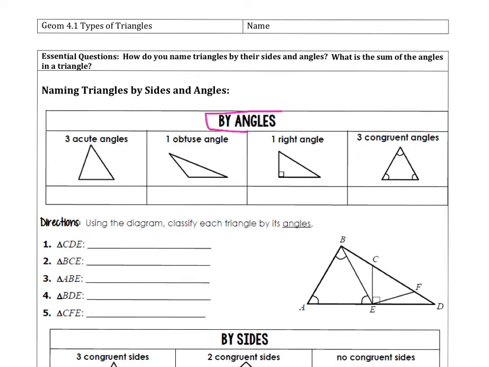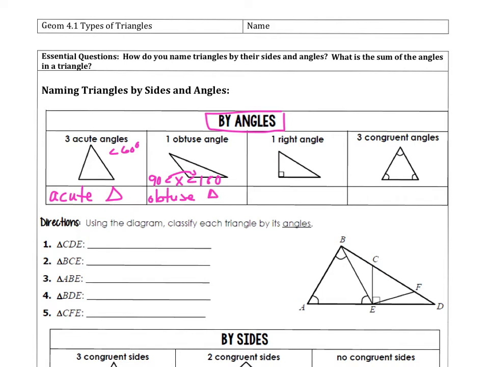So the first one here is naming by angle. When you have three acute angles, all these angles are less than 90 degrees. That means you are going to have an acute triangle. I'm going to abbreviate triangle by drawing a triangle there. If you have one obtuse angle, right here, if this angle is between 90 and 180 degrees, then you are going to call this an obtuse triangle.